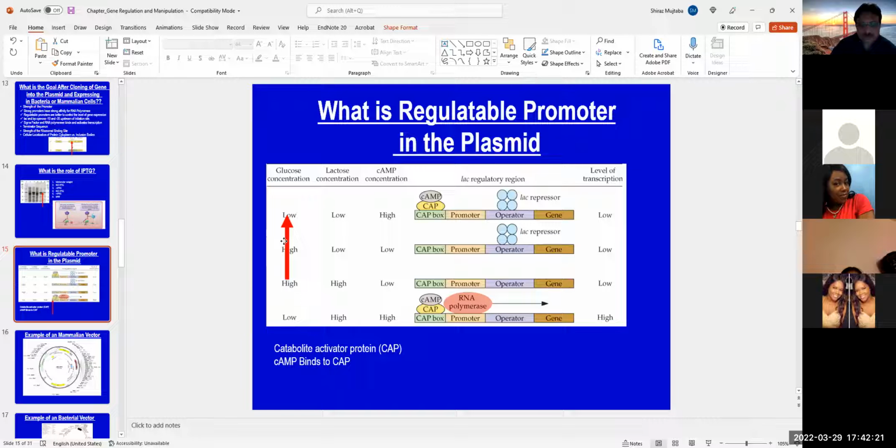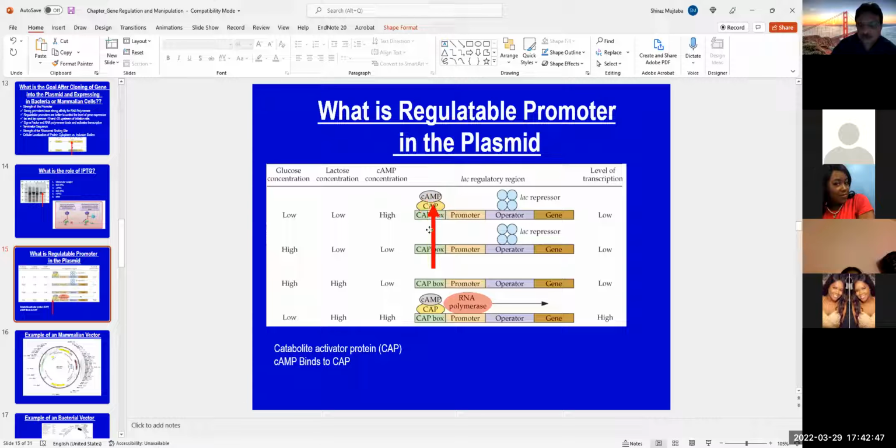If the glucose concentration is low, lactose concentration is low, and cyclic AMP is high, then remember, this is a very important question. Remember this. This is the mechanism of gene regulation. So if glucose is low, lactose is also low. So why should bacteria spend its currency on transcription? So they should repress it, right?